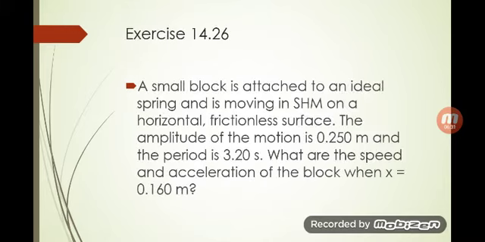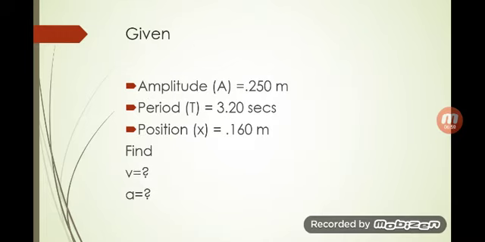So now let's move on to the next one. A small block is attached to an ideal spring and is moving in simple harmonic motion on a horizontal frictionless surface. The amplitude of the motion is 0.25 meters and the period is 3.2 seconds. What are the speed and acceleration of the block when x equals 0.160 m? So let's get the given. Amplitude is 0.25 m, period is 3.20 seconds, position is 0.16 meters. We have to find velocity and acceleration.